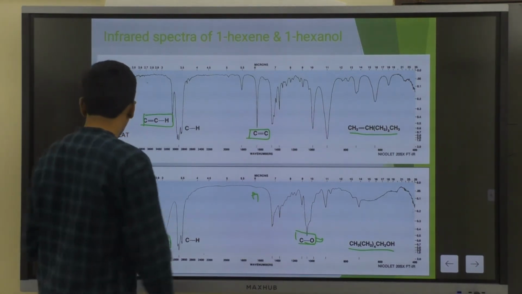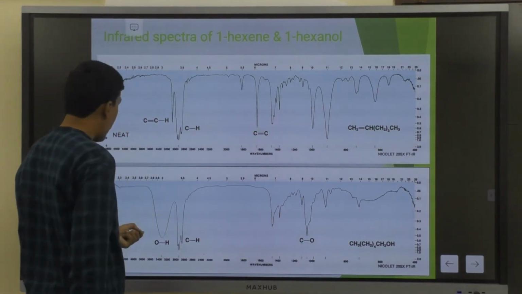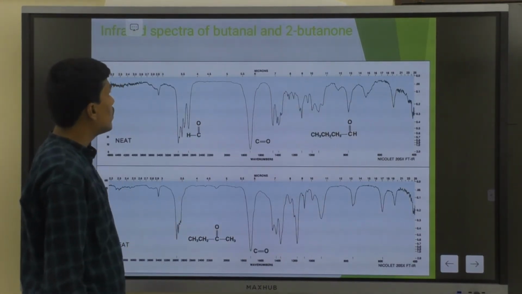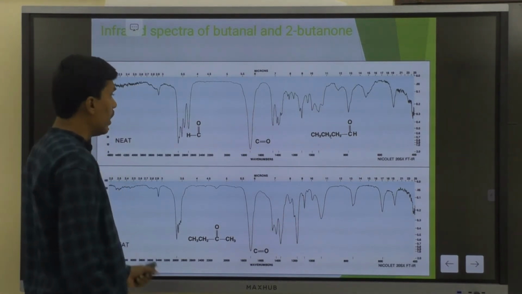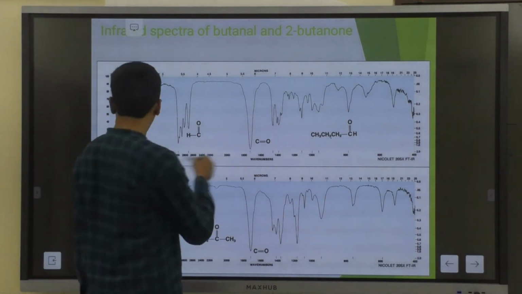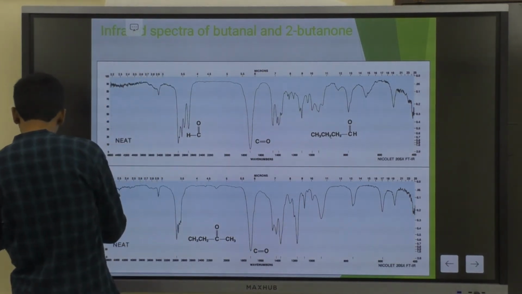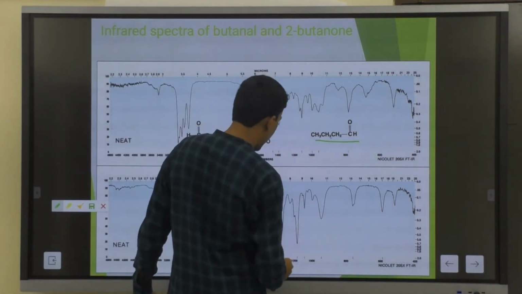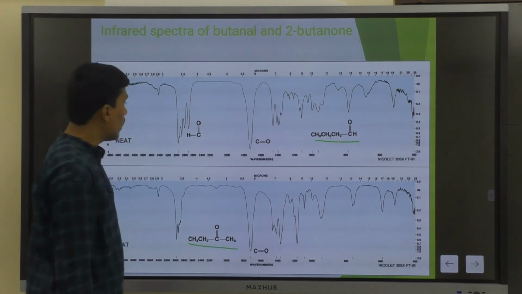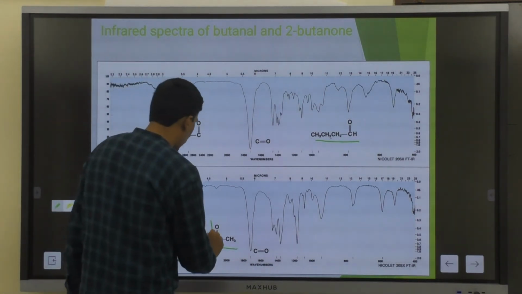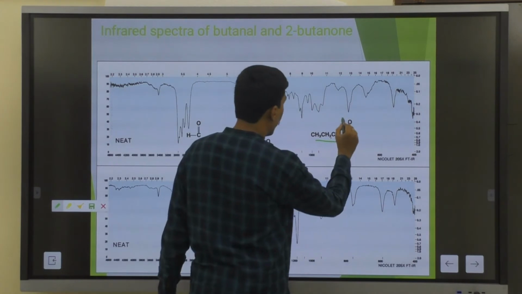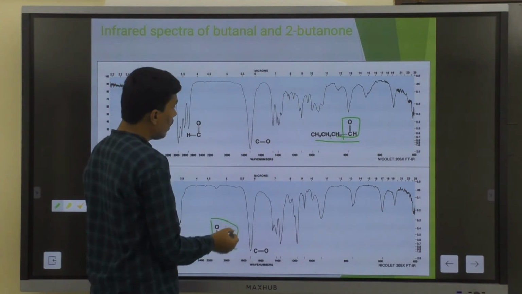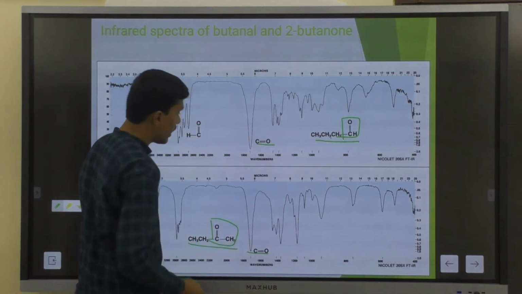Okay. Next one. How can you distinguish butanal and 2-butanone? These are two carbonyl compounds. This is butanal and this is butanone. Here it is aldehyde and here it is ketone. We can see the C double bond O stretching frequency here and here.